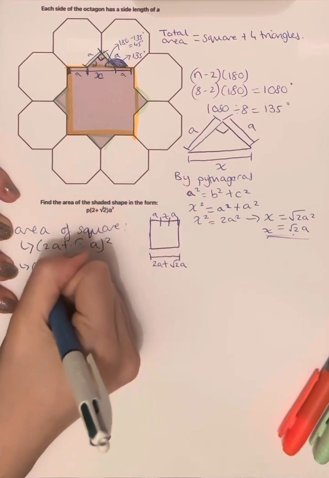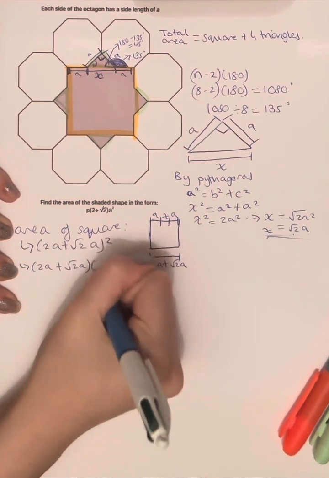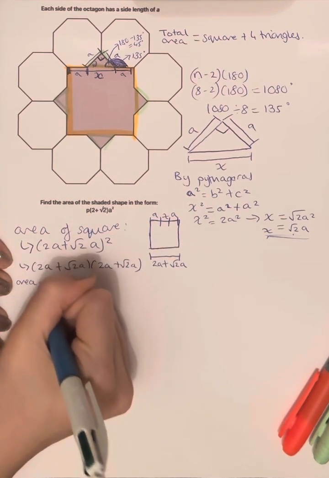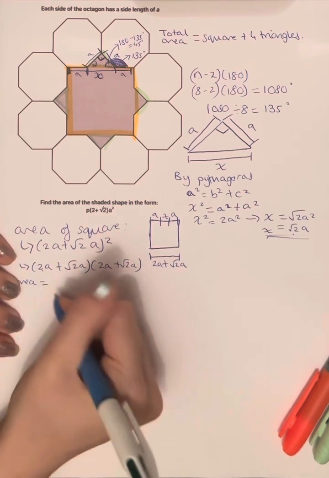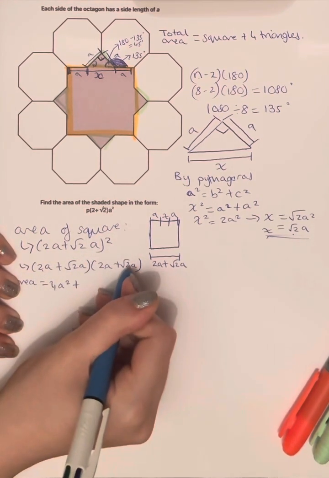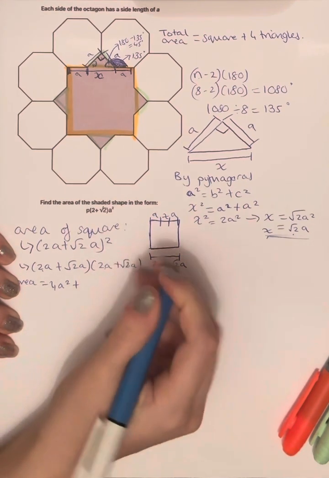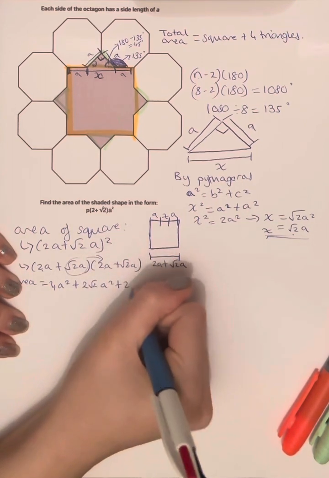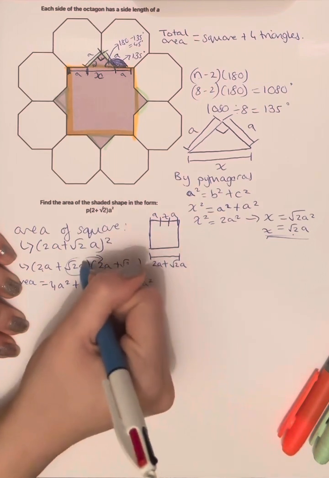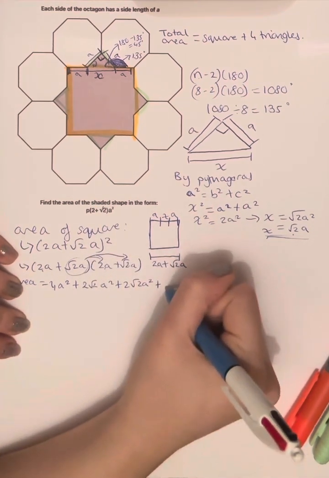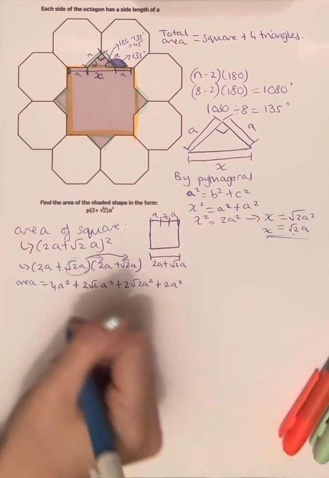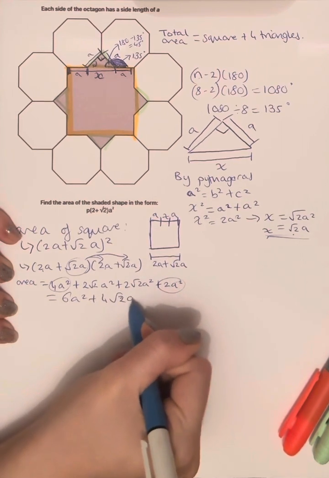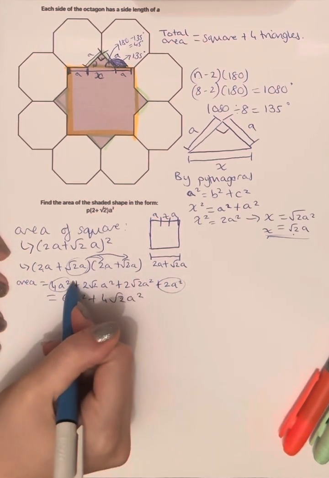Now I like to write this out the long way, so let's rewrite this. The area is going to be 2a multiplied by 2a, 4a squared, plus 2a multiplied by root 2 a, which gives us 2 root 2 a squared. These two multiplied together also give us 2 root 2 a squared, and this multiplied by this will give us 2a squared. Let's collect the like terms. This gives us 6a squared plus 4 root 2 a squared. So now we have the area of the square.